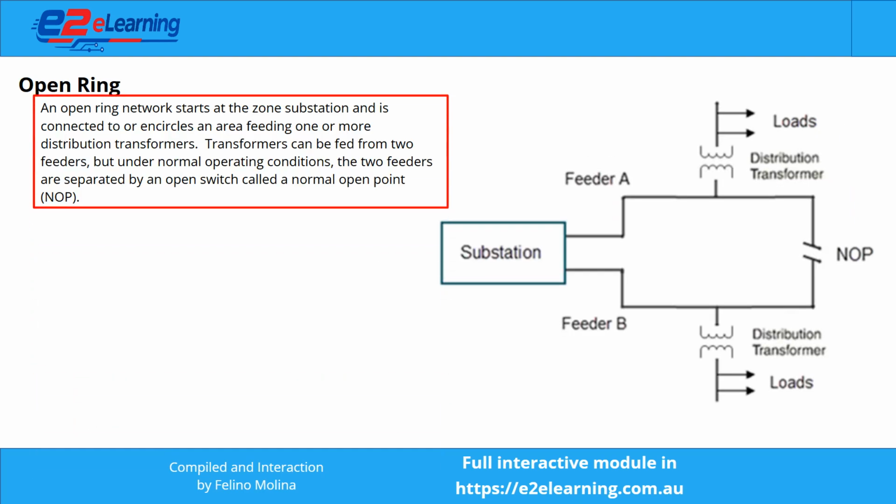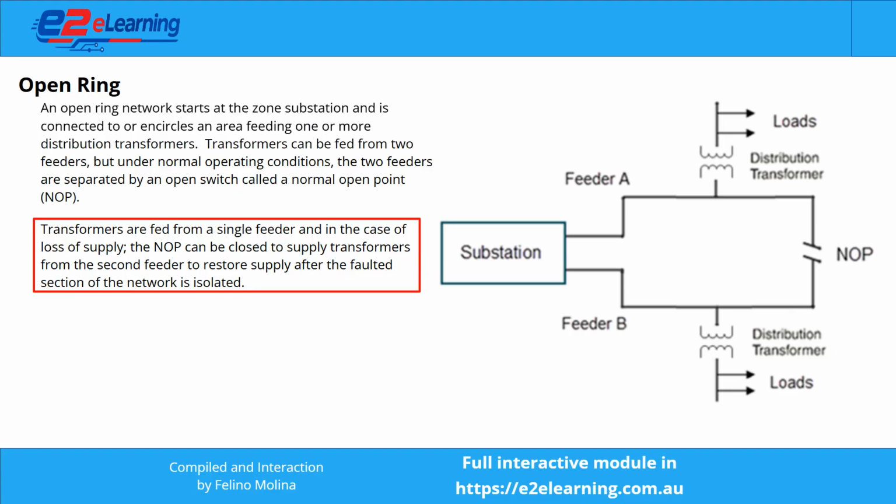An open ring network starts at the zone substation and is connected to or encircles an area, feeding one or more distribution transformers. Transformers can be fed from two feeders, but under normal operating conditions, the two feeders are separated by an open switch called a normal open point, or NOP. Transformers are fed from a single feeder, and in the case of loss of supply, the NOP can be closed to supply transformers from the second feeder to restore supply after the faulted section of the network is isolated.